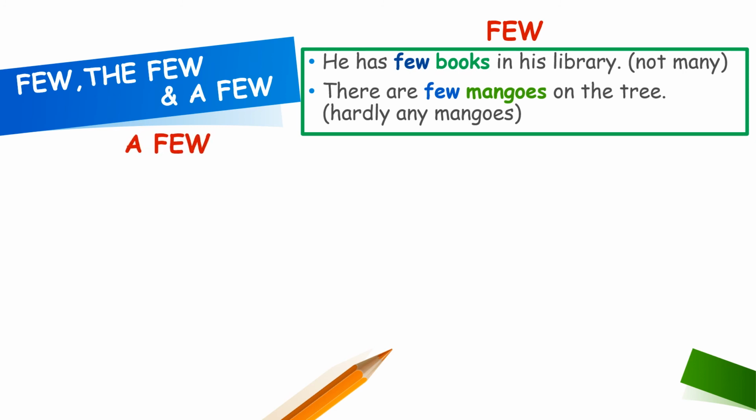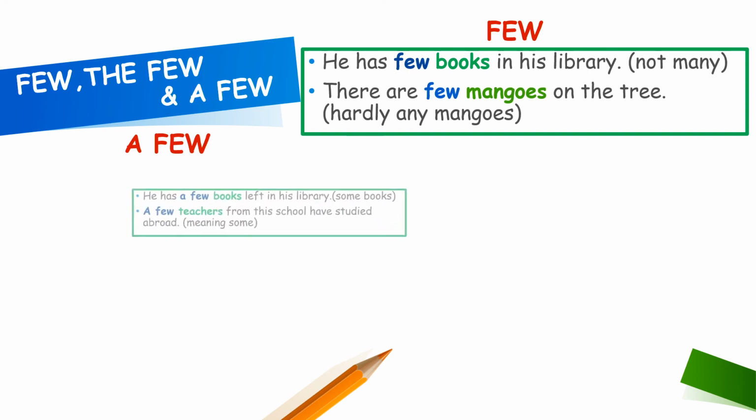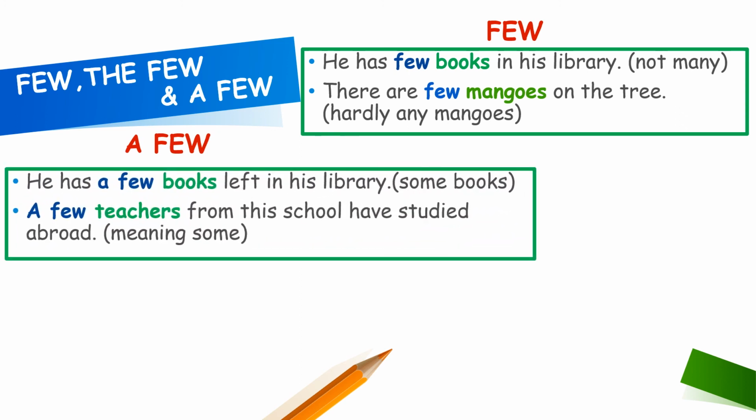A few. He has a few books left in his library. The determiner a few is used with the countable noun books. A few books refers to some books. A few teachers from this school have studied abroad, meaning some of them have studied abroad.